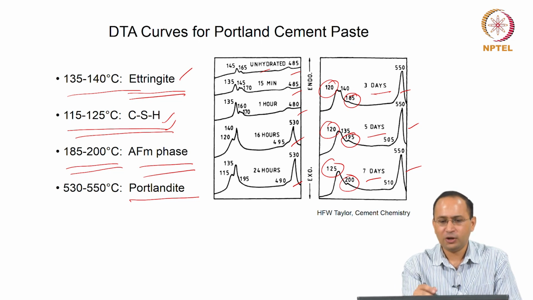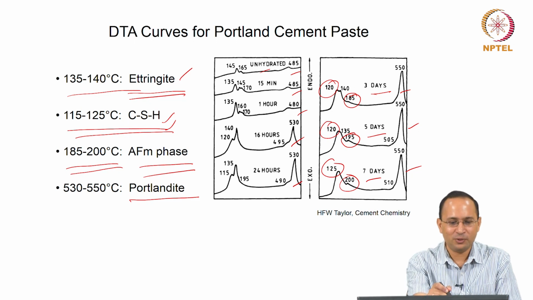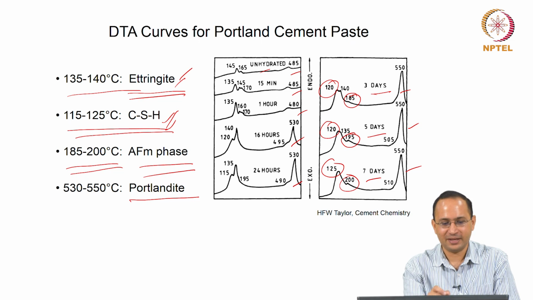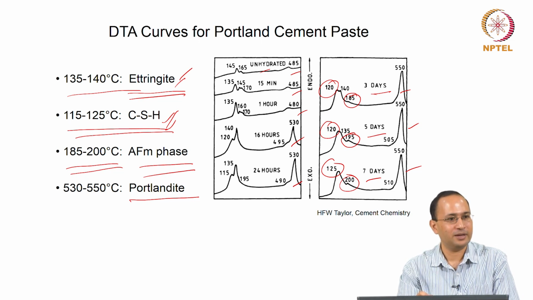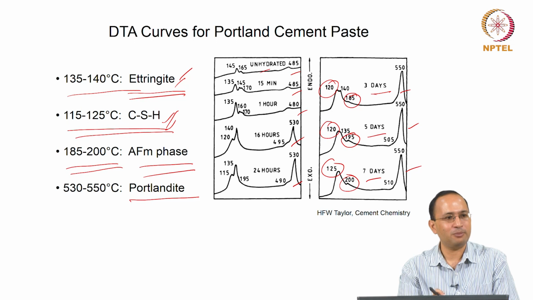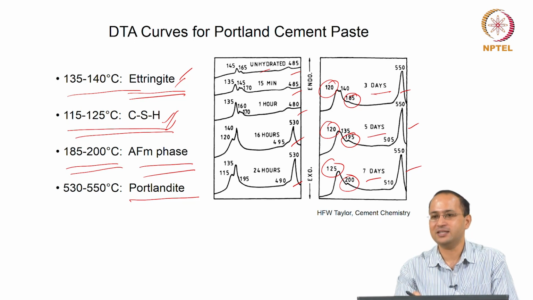Yes, it also poses a challenge, sometimes there might be overlap. You can see here Ettringite and CSH, there is quite a bit of overlap. So if you really want to identify what kind of phase you have, you will have to try other techniques. But the idea is that the DTA curve can be used to get some insight into the kind of changes the material undergoes when it undergoes temperature change.